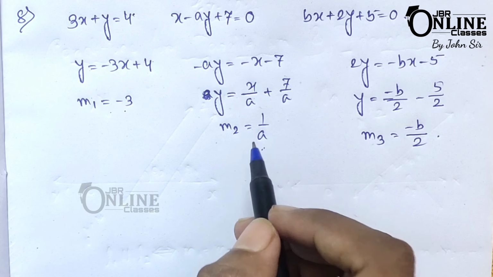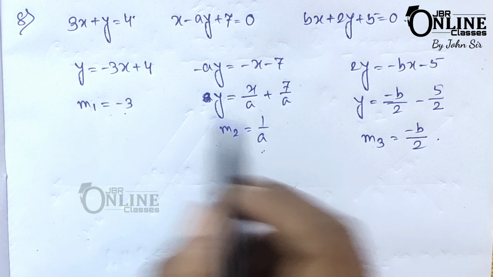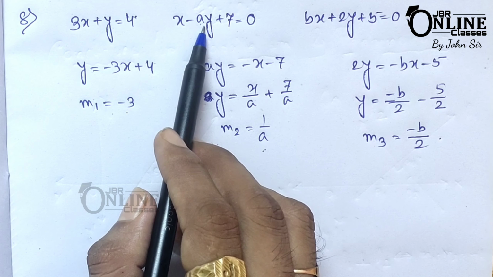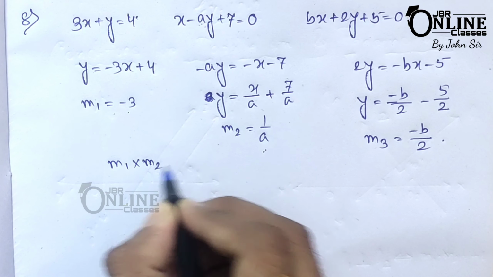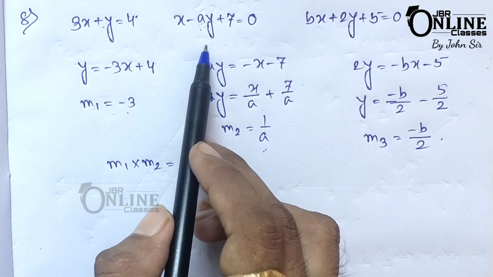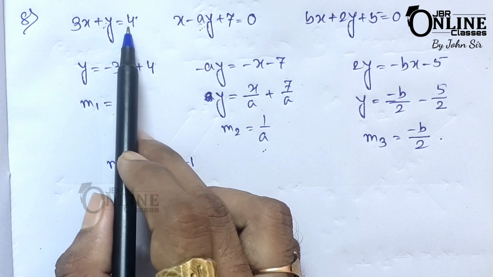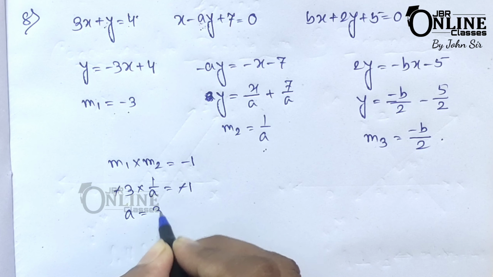Now these are 3 consecutive sides of a rectangle. So that means first two lines are perpendicular to each other. So m1 into m2 = -1. If these 2 are consecutive lines of the rectangle, that means first 2 lines are perpendicular to each other. So m1 into m2, so -3 into 1/a equals -1, and from that a = 3.